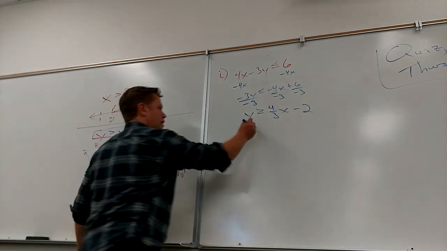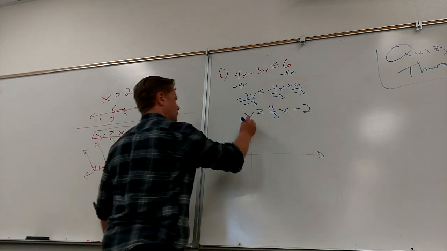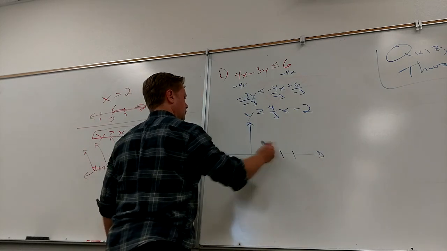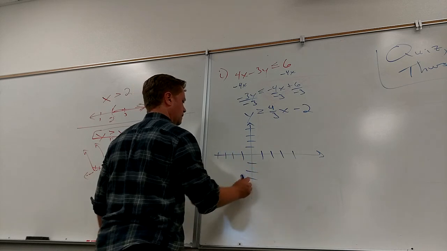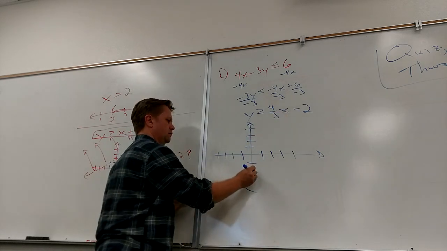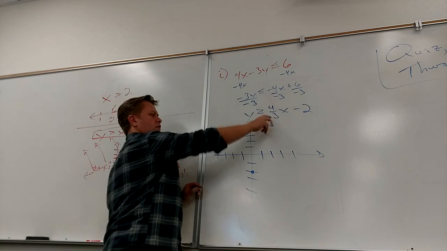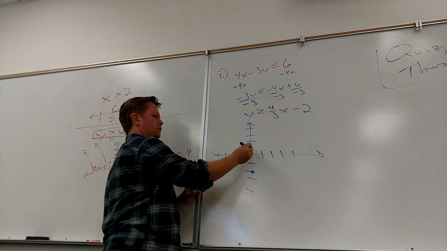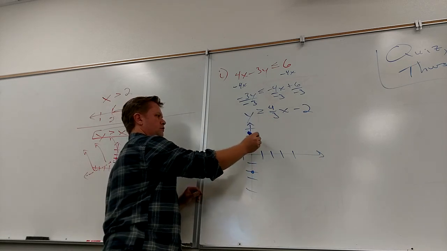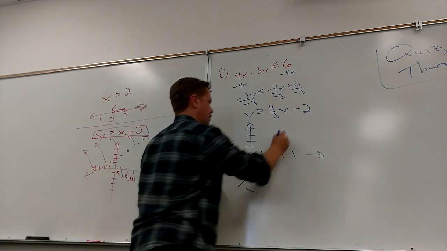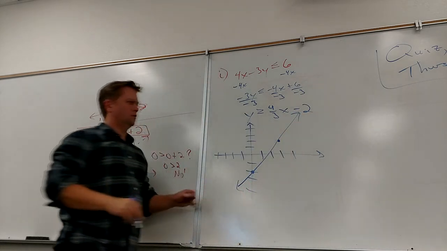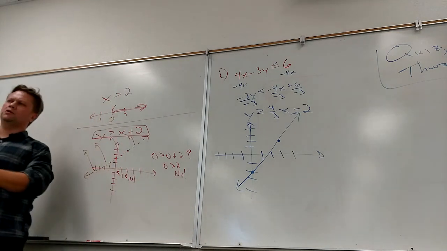So what do I know about this line? -2, the y-intercept. Yeah, the y-intercept's -2. Slope's 4 over, so go up, and then 3. And then it's going to be a solid line. And then how do you tell which way to shade?